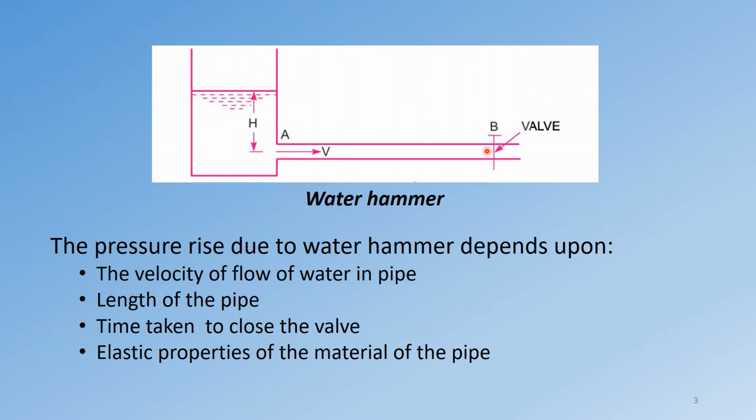And the factors which are affecting the water hammer, or the factors the water hammer depends upon, are: one is the velocity of the water in the pipeline, which is here shown by V, and the length of the pipeline, okay, and the time taken to close the valve, whether we are gradually closing the valve or closing it very quickly. And the last one is the elastic properties of the material of the pipe. That is what material it is made of, whether it is a stainless steel pipe or a PVC pipe. Those kinds of things also affect the water hammer.